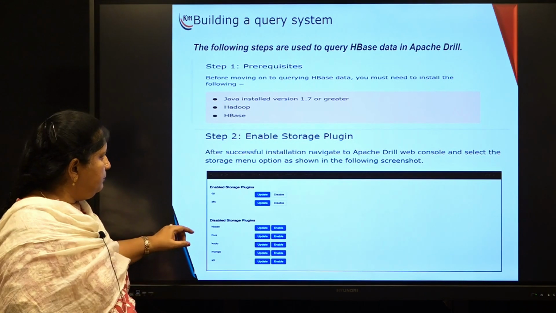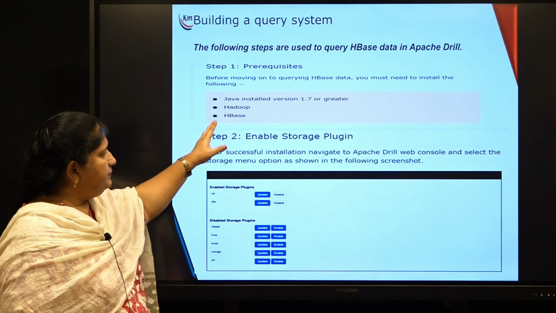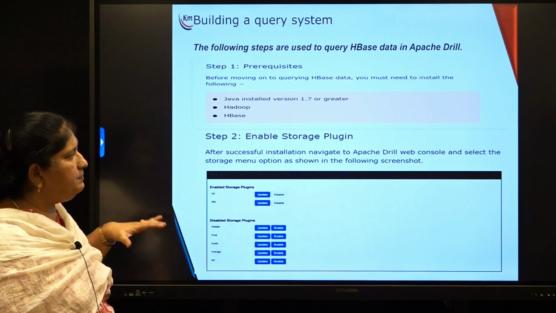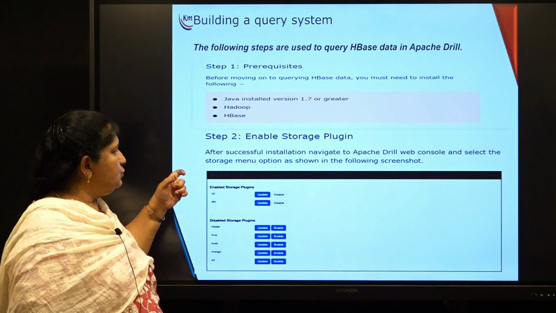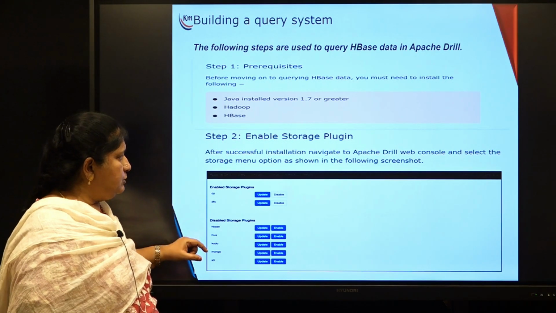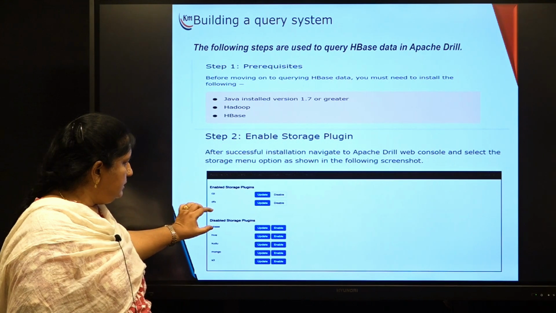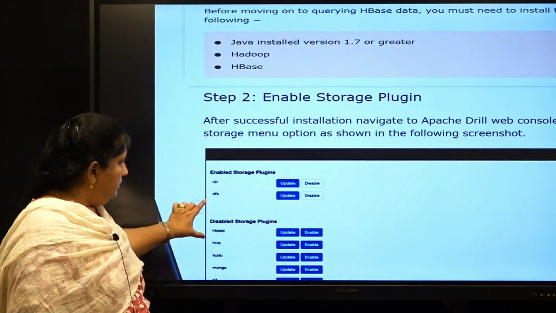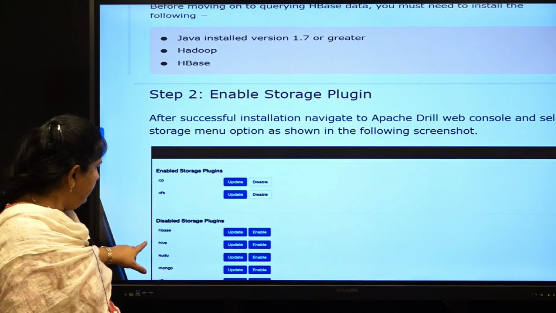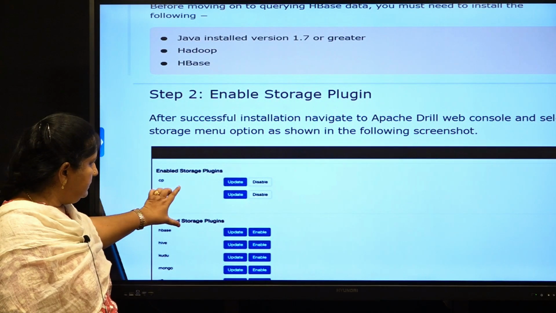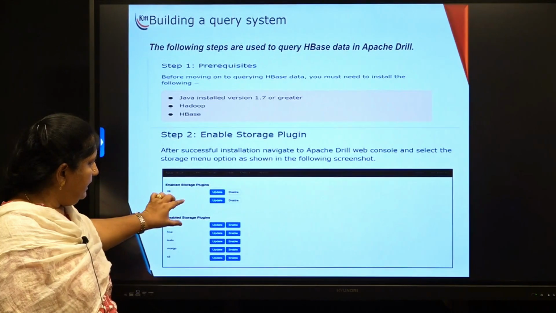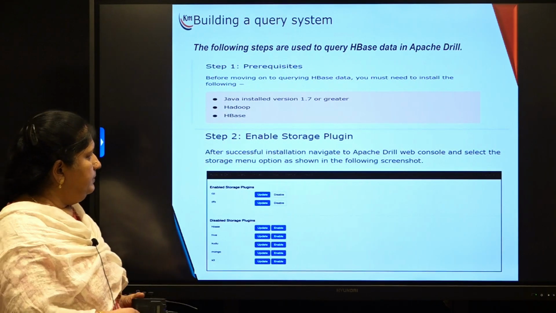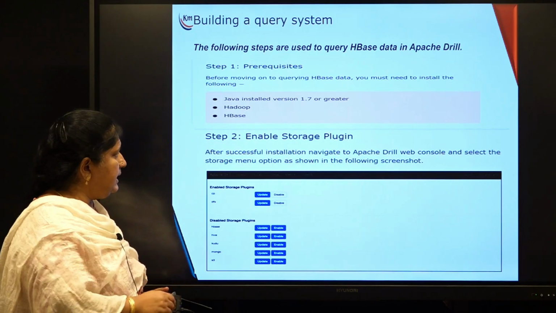Then, after successful installation, we need to navigate to the Apache Drill Web Console and select the storage menu option, as shown in the screenshot. What are the storage plugins we are trying to use? We are trying to use HBase, Hive, all these things. Whichever you want, you can enable them. These are the storage systems. Enable them. This is the second step.